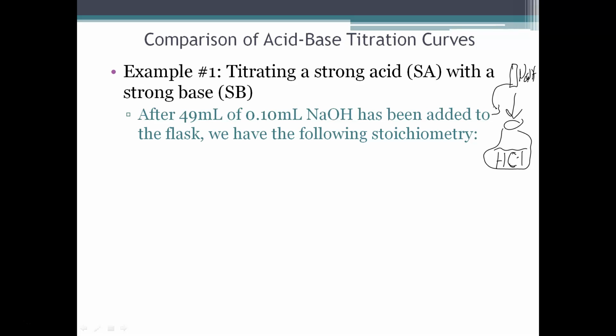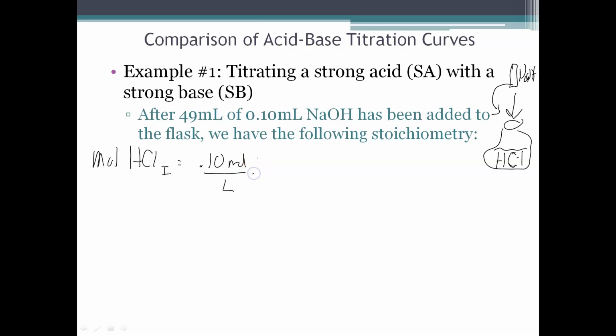So our initial moles, we're going to focus on moles here for a minute. The initial number of moles of HCl. So we're going to do moles of HCl initial. Well, we had a 0.10 molar HCl solution, right? So let's rewrite that as 0.10 moles per liter. This is just a simple Chem 1 conversion here.